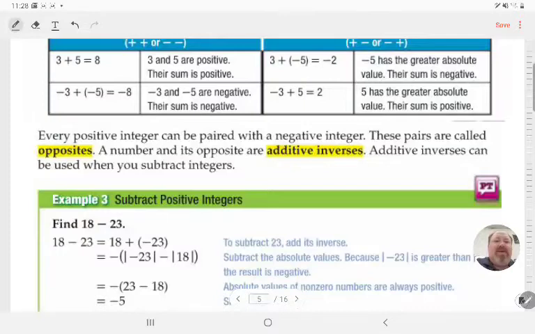Now I do just like above. I use my absolute value. I know 23 has a bigger absolute value than 18, so my answer is going to be negative. They're opposite signs, so I subtract them. I get 5. The answer is negative. Okay? So that's how you can do that. Just another little example. All right.